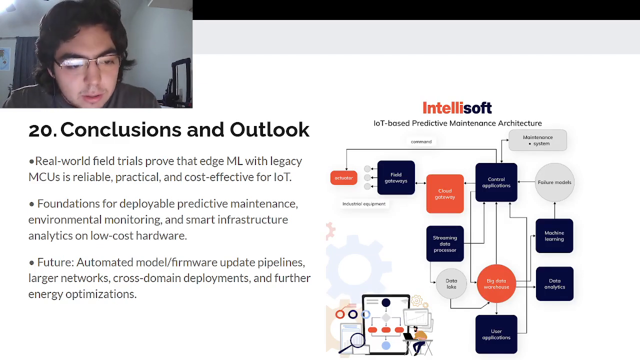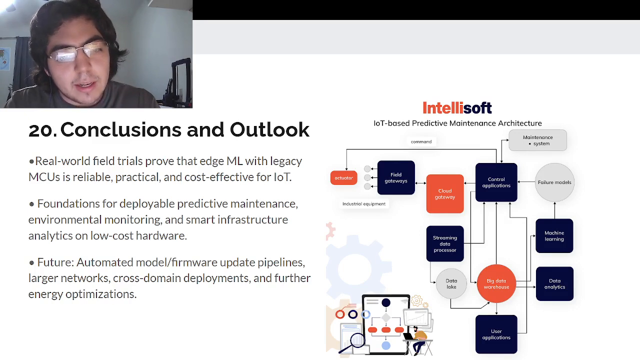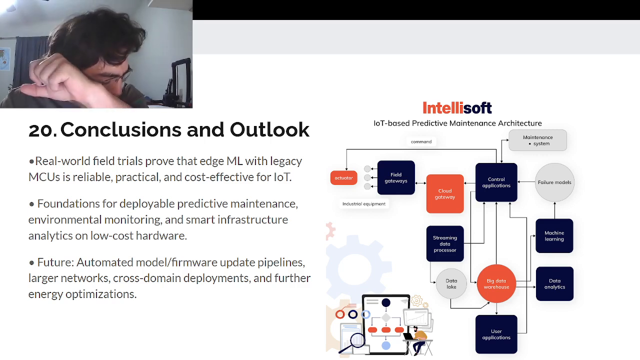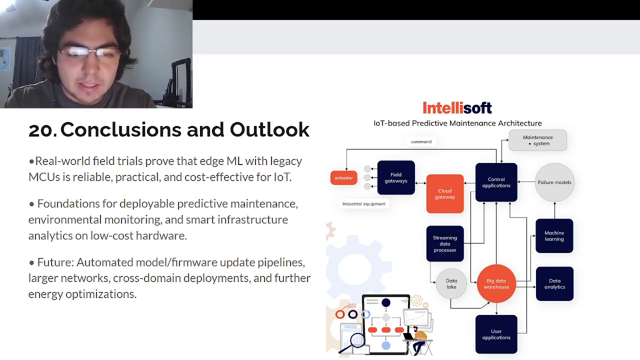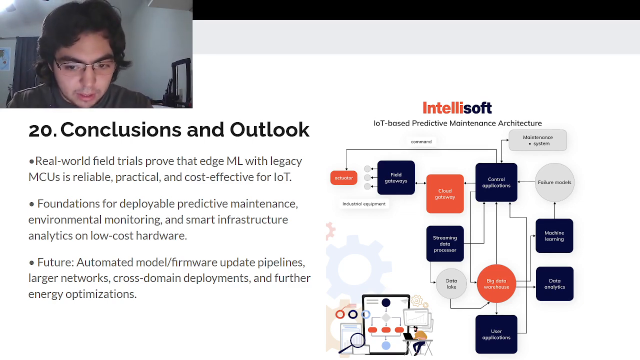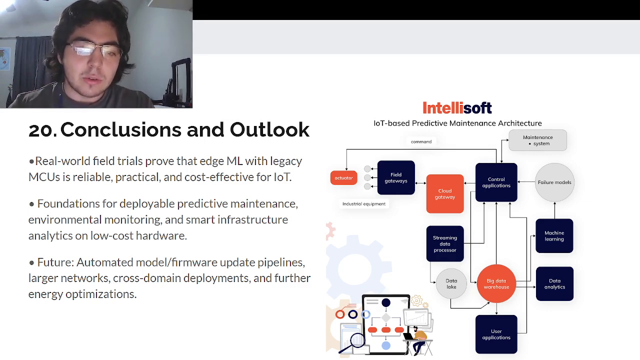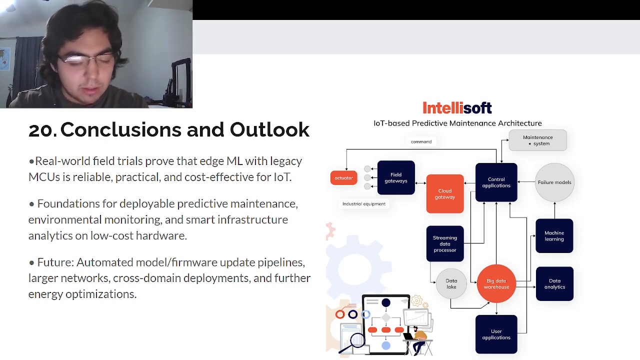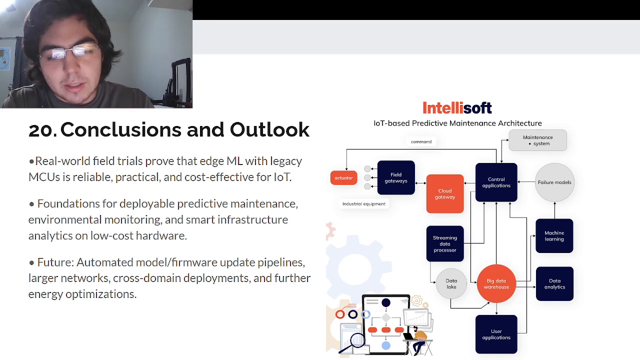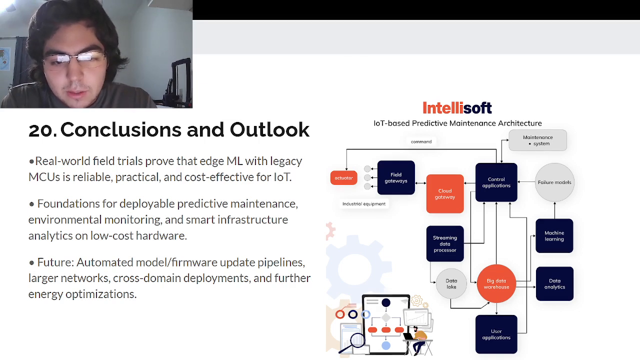Conclusions and outlook. Real-world field trials prove that edge machine learning on legacy microcontrollers is reliable, practical, and cost effective. Yeah, as I said, the 8051 has been around for a very long time, and there's a reason for that. It's a very good tool, and it just depends how you use this tool. There are no limits for this thing's applications.